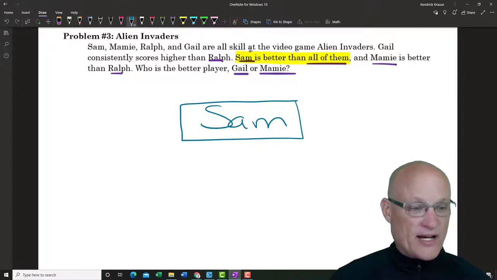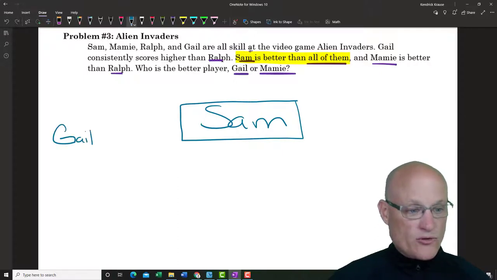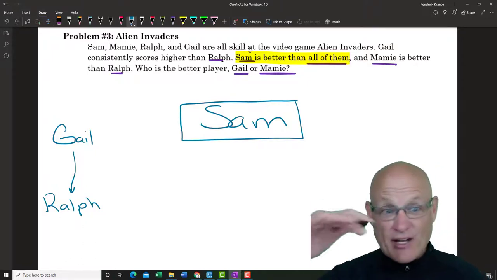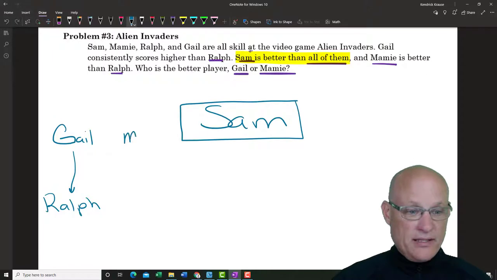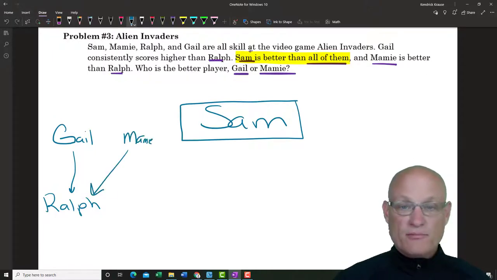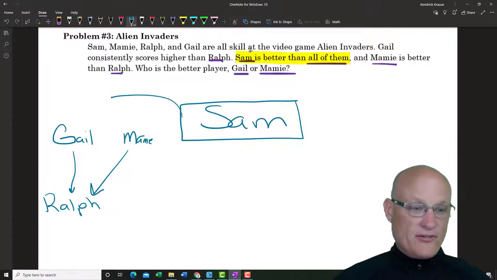So if I'm working on the side, I'm thinking Gail scores above Ralph. So on the scale, I put Gail, I don't need an arrow per se, but I just put Gail at a higher level than Ralph. And then Mamie is better than Ralph. So Mamie is better than Ralph as well. So if Sam is above all these, he would kind of go up here.